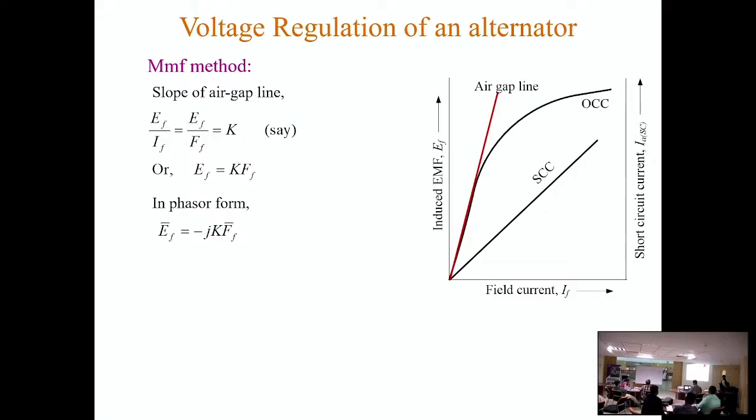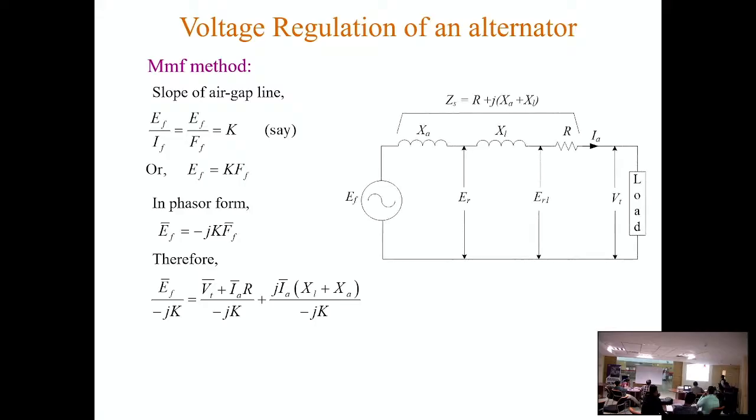So if it is true for this EF and FF, it is true for other EMFs and MMFs also. They will follow the same air gap line. So using that concept, we can write this expression. EF by JK is equal to this voltage equation, which has the resistive voltage drop and the terminal voltage, and that is also divided by minus JK, and this part is also divided by minus JK. So what is it actually?